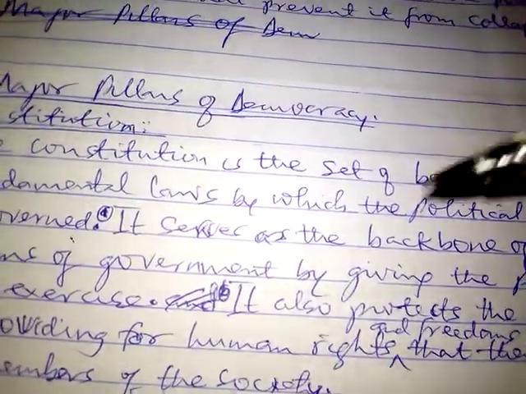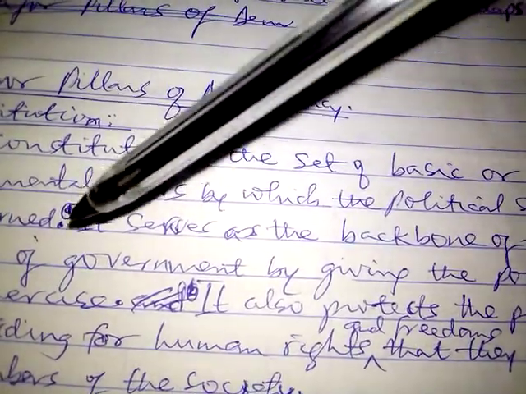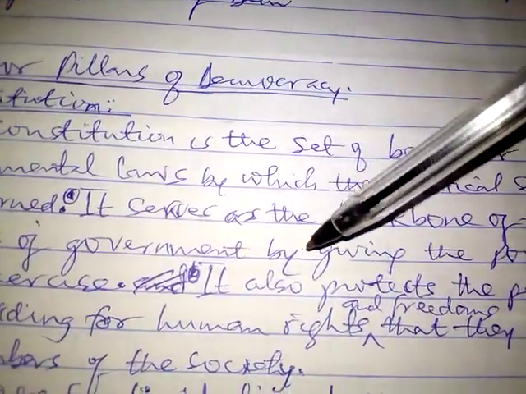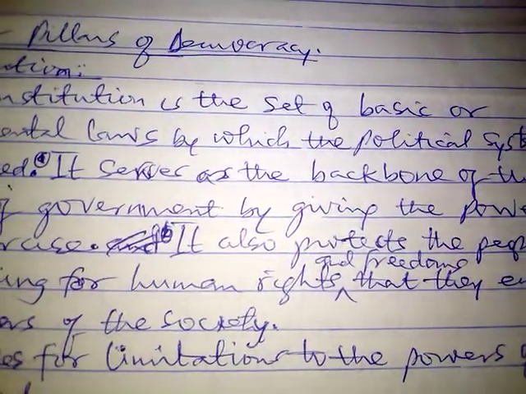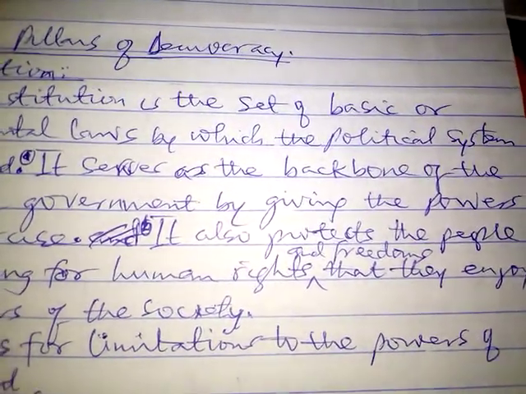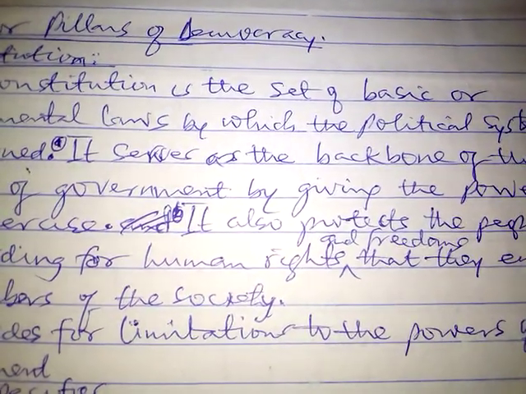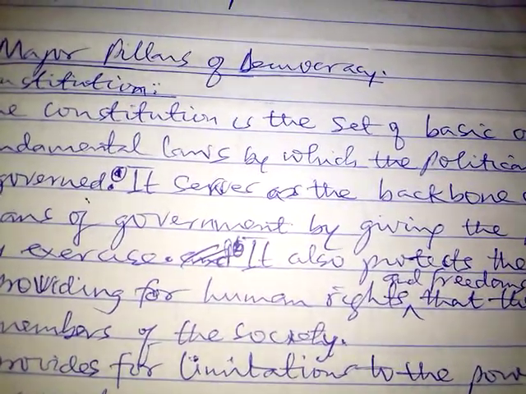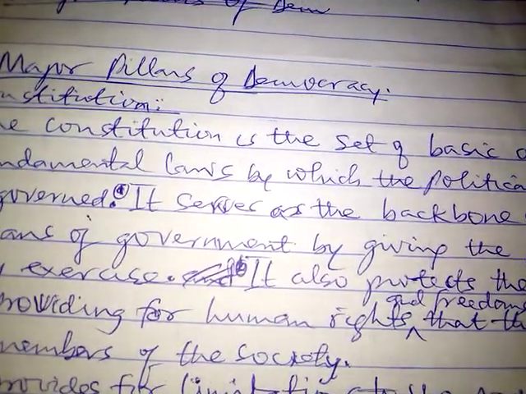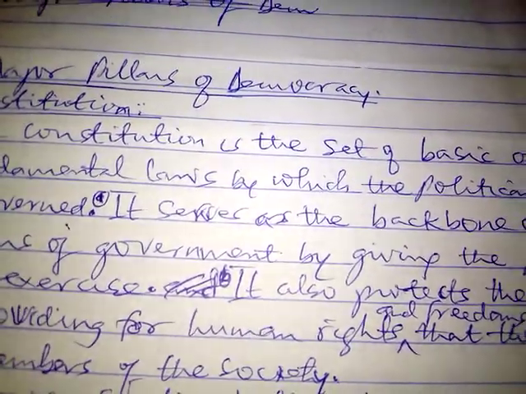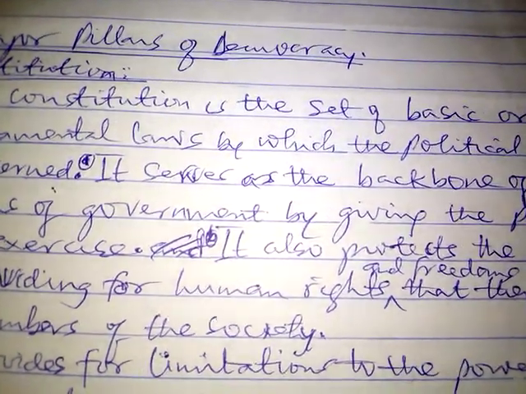First of all, it serves as the backbone of the organs of government by giving them the powers they exercise. Yes, it is the constitution that gives powers to the organs of government to exercise in a political system. So the constitution serves as their backbone, their major support, the fountain of their power.